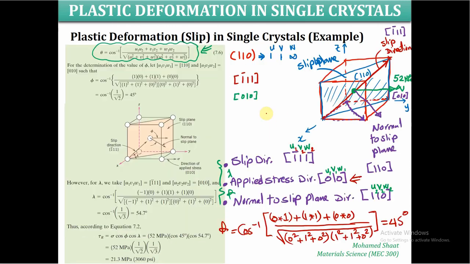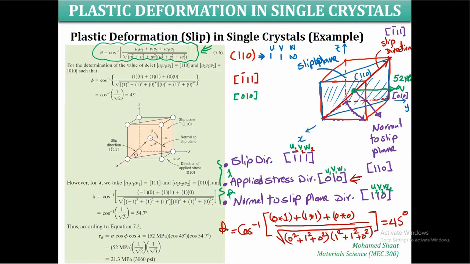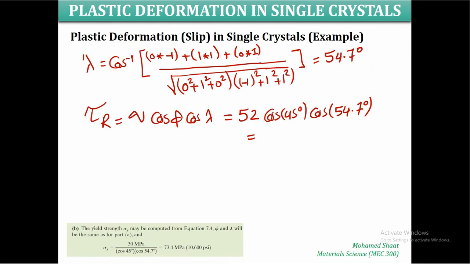So phi is 45, so it will be the cosine of 45 degrees times the cosine of 54.7 degrees. If you do the calculations, you're going to end up with a resolved shear stress of 21.3 megapascal. This is for the resolved shear stress. As you can see, it is smaller, lower than the 52 megapascal.